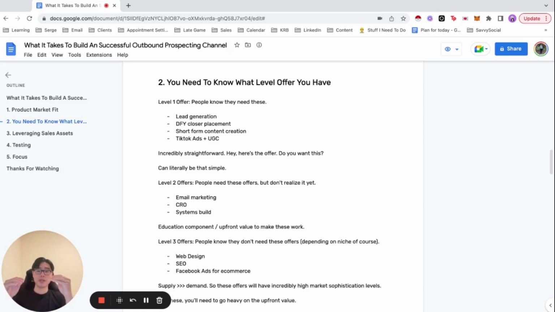Now, with a level 3 offer, and people, depending on the niche, of course, people generally don't need these offers, or they know they don't need these offers. So this could be something like web design, SEO, or Facebook ads for e-commerce. Now, if you're doing like Webflow, web design for Web3, like NFT project, or doing SEO for a CBD brand, that's different because then in that case, this offer is in demand and is needed. But generally, web design, SEO, Facebook ads for e-commerce, the supply of service providers is significantly greater than the market demand for these offers.